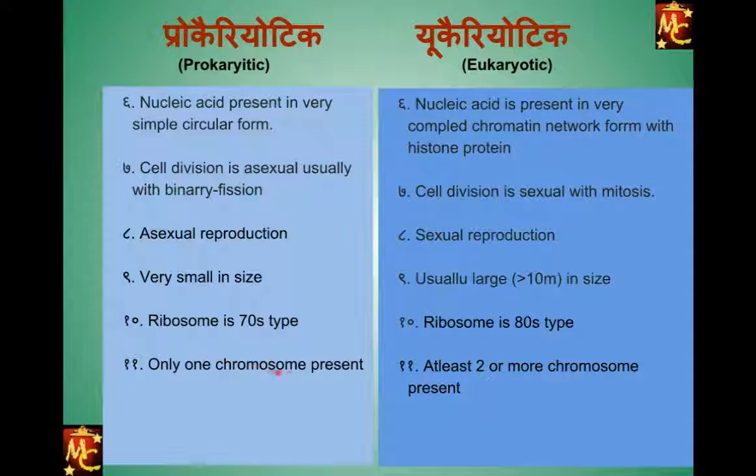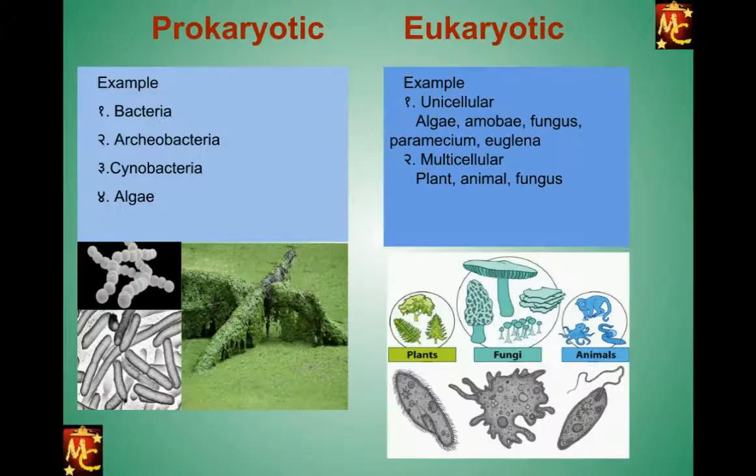Only one chromosome is present in prokaryotic cells. However, in eukaryotic cells, at least two or more chromosomes are present. So these are the basic differences between prokaryotic and eukaryotic cells.